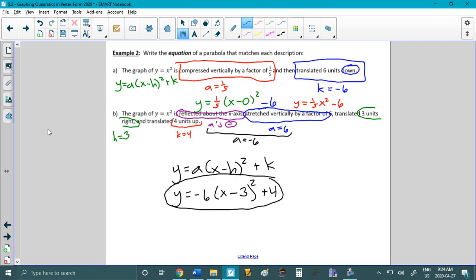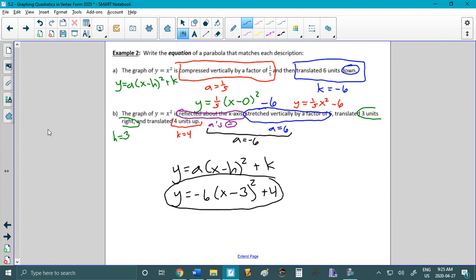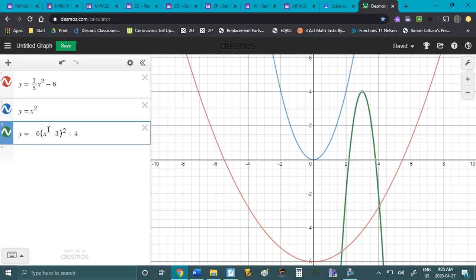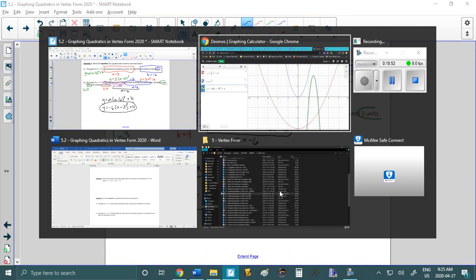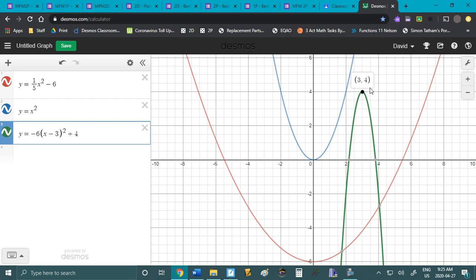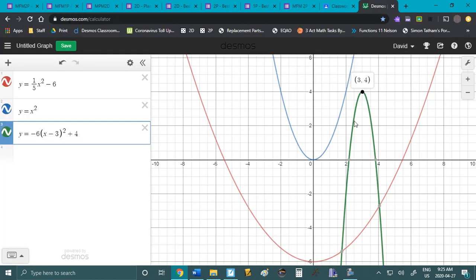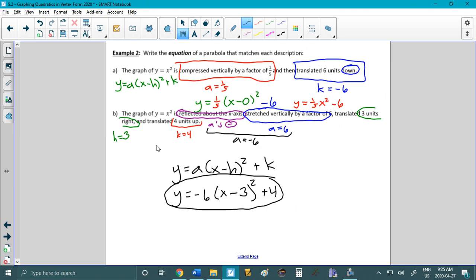So if we sketch this, a is -6. So it's going to be upside down, and it's going to go real fast. And then (x minus 3) squared plus 4. So the vertex is (3, 4). There it is, right? (3, 4). It's upside down. And this 6 means it's been stretched a lot. So it's going real fast. It's real skinny. It's upside down.